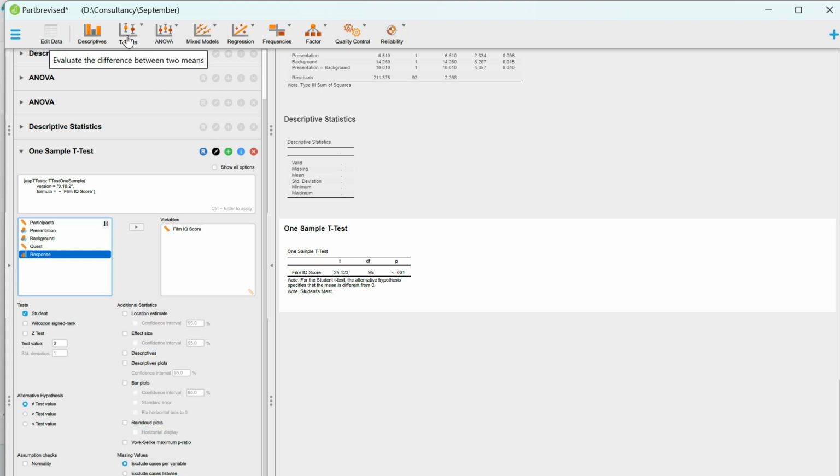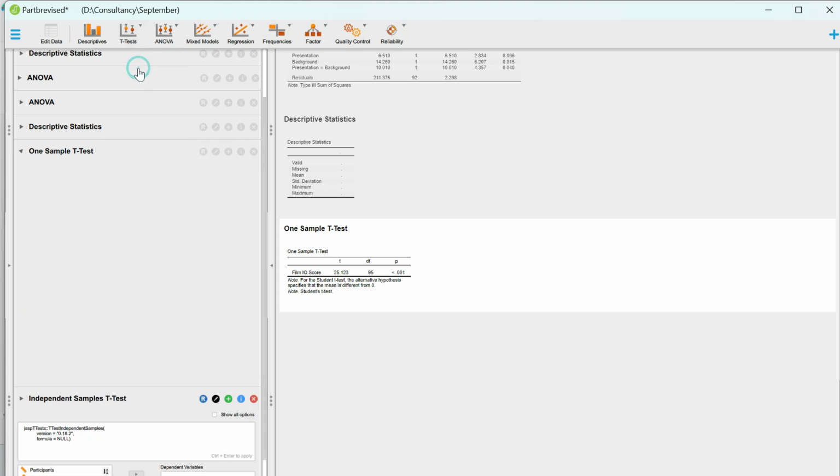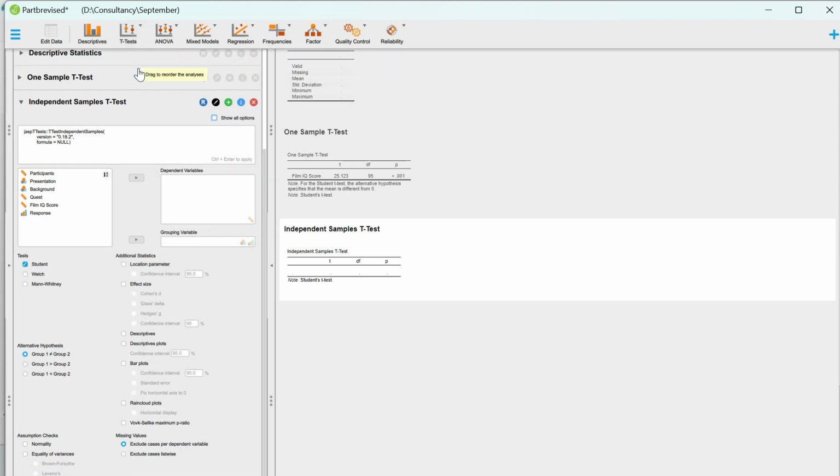The second mean test is basically the independent sample t-test. Independent sample t-test compares the dependent variable's variation on mean level with respect to categories. The categories should not be more than 2. So here we have presentation as the grouping variable, and the film IQ score is the dependent variable. Basically our interest is to see whether the film IQ score is statistically significant for the two categories of presentation.